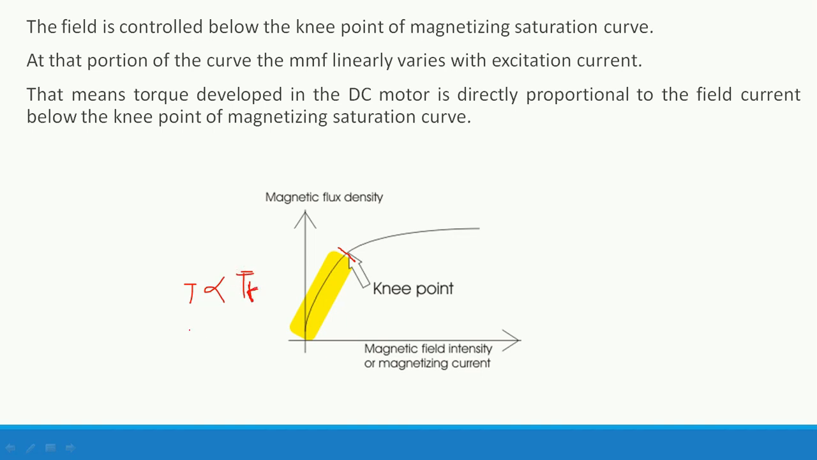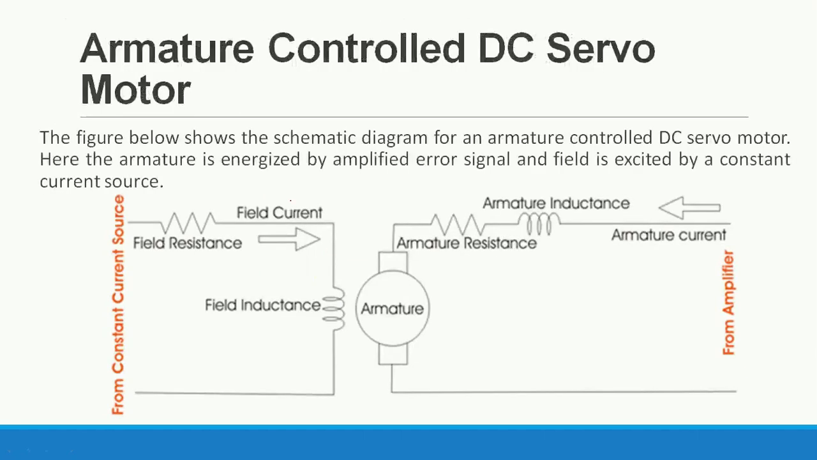Okay, up to the knee point, this is your field current, If. You can call If your field current, and it is directly proportional to the torque, up to the knee point.